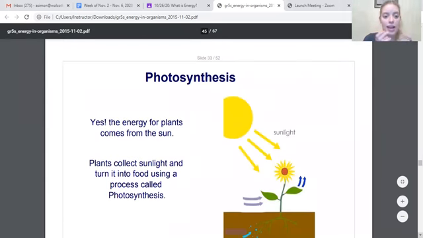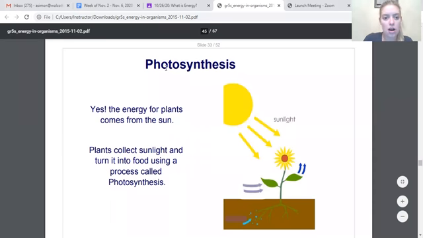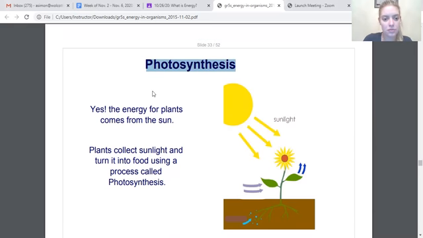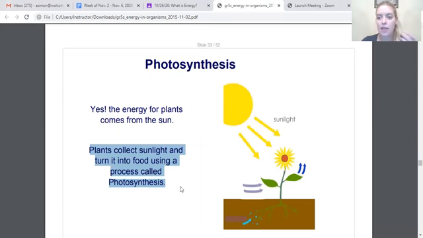Plants collect sunlight and they turn it into food using a process called photosynthesis. So go ahead and write this down in your notes, photosynthesis. Plants collect sunlight and turn it into food using a process called photosynthesis. So they take in the energy from the sun, and then just like in humans, they go through cellular respiration. Plants go through something called photosynthesis, where they break down that sun energy and then they turn it into food that they can use.